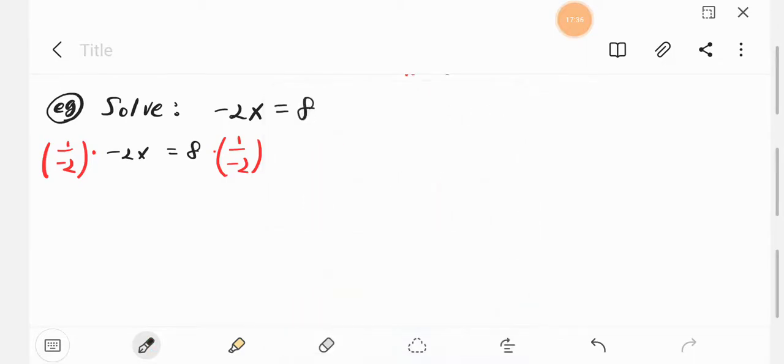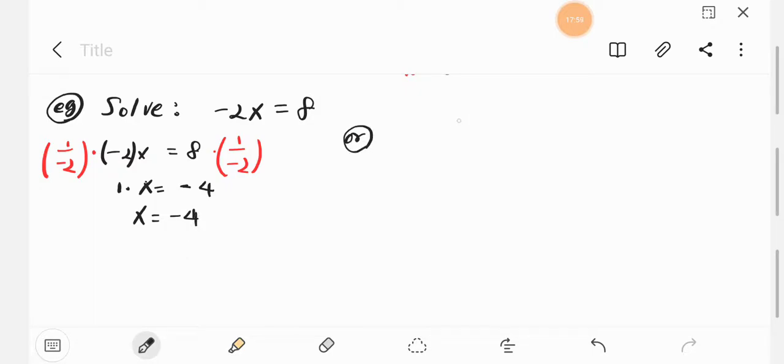Then the left hand side becomes what? This is negative 2 times x, right? So negative 2 cancels out. This 1x is equal to 8 over negative 2, so the negative goes outside. 8 over 2 is 4. So x equals negative 4. So the solution is negative 4.